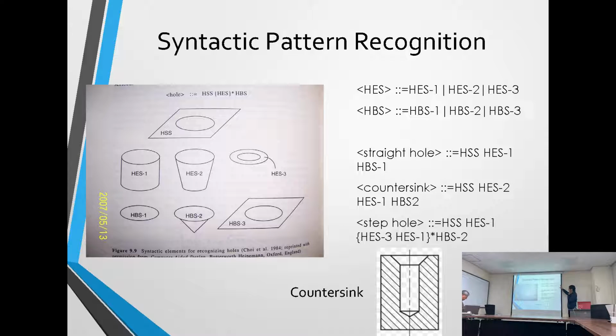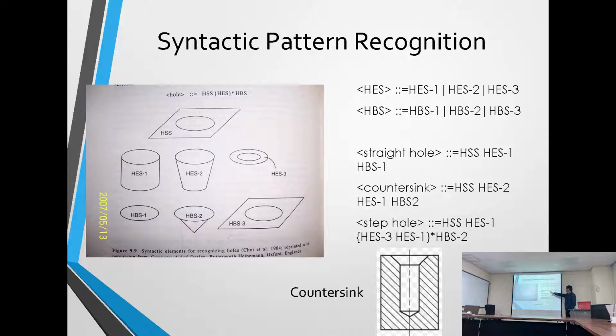So these are the classifications. Then for different hole types, you can use these for your feature recognition. For example, a straight hole will be HSS, HES1, and HBS1. Maybe there's a countersink example. So this can be described as HSS.